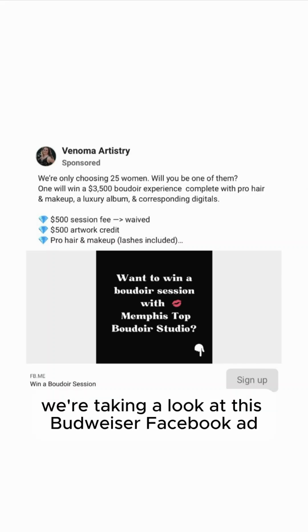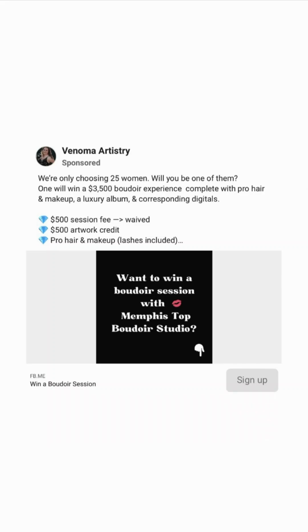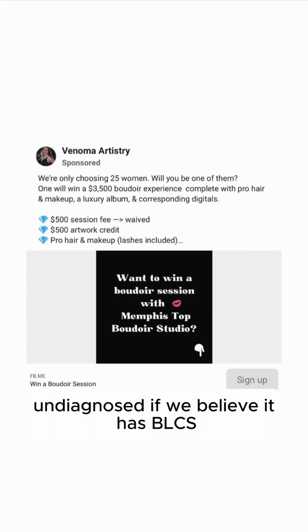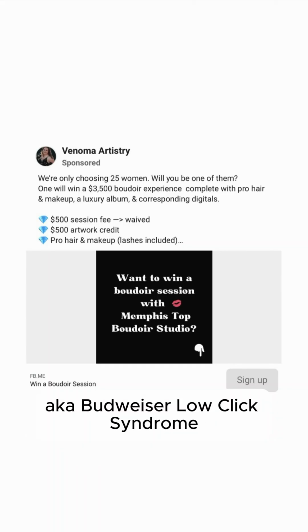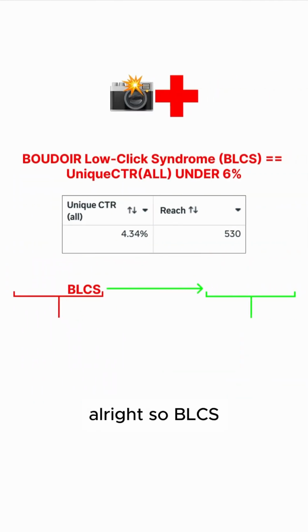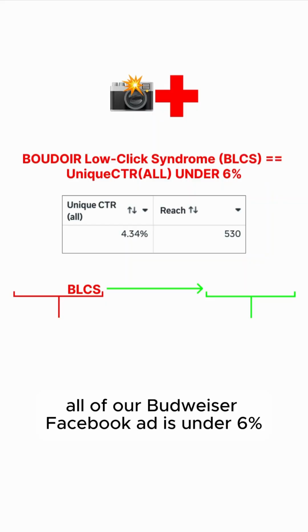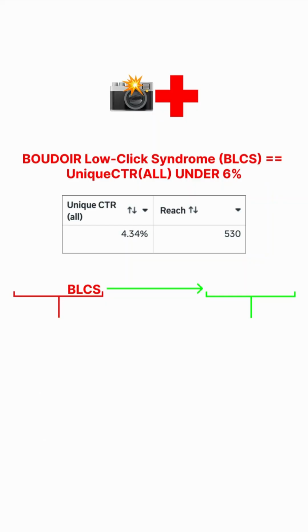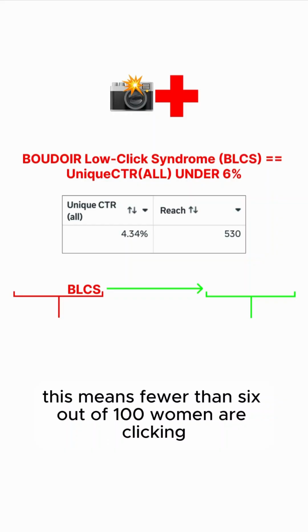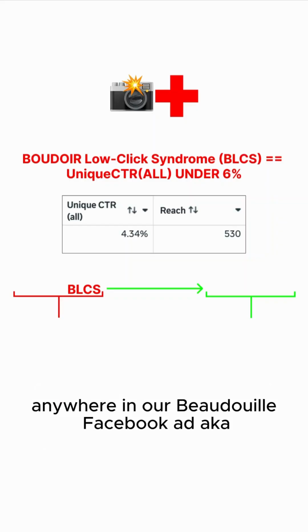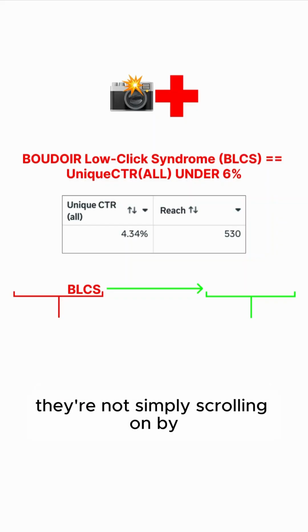All right, y'all, we're taking a look at this Boudoir Facebook ad. Going to diagnose if we believe it has BLCS, aka Boudoir low click syndrome. BLCS is when the unique CTR of our Boudoir Facebook ad is under 6%. This means fewer than 6 out of 100 women are clicking anywhere in our Boudoir Facebook ad, aka they're not simply scrolling on by.